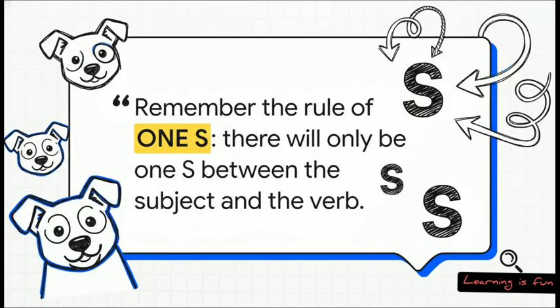And this leads to a really cool little trick. I call it the 1S rule. Just think about it for a second. The dog growls, or the dogs growl. See? In most cases in the present tense, you're only going to have one S between the subject and the verb. It's a fantastic little mental check to make sure your sentence sounds right.